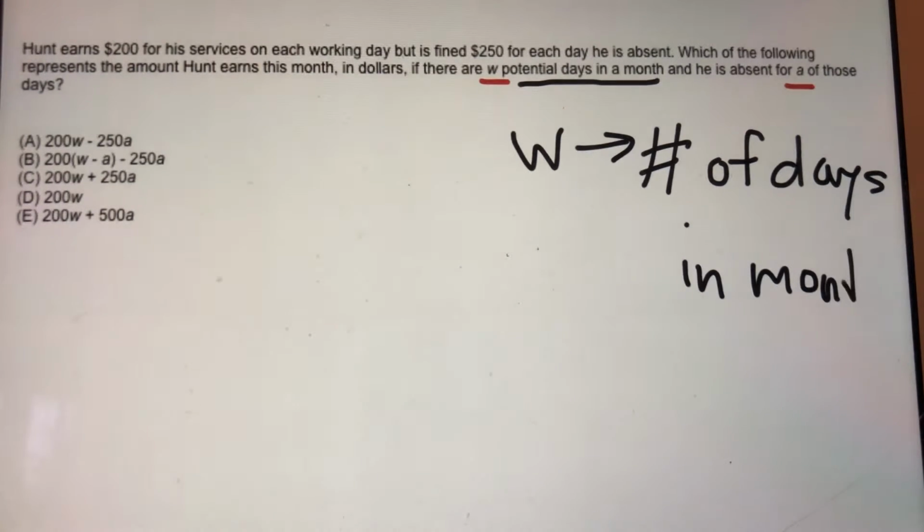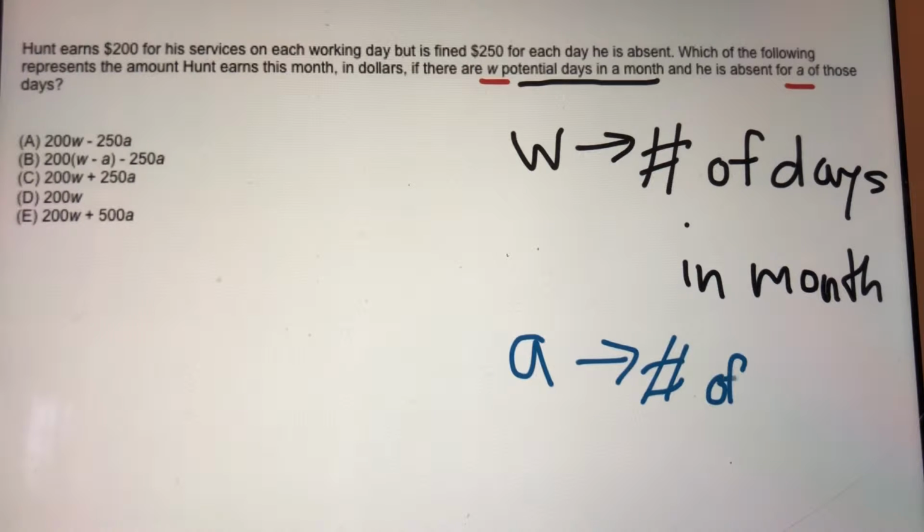All right. Now we have A, right? So two different colors. A represents the number of days he's absent. He's absent for A of those days. That is the number of days absent in a month, of course.